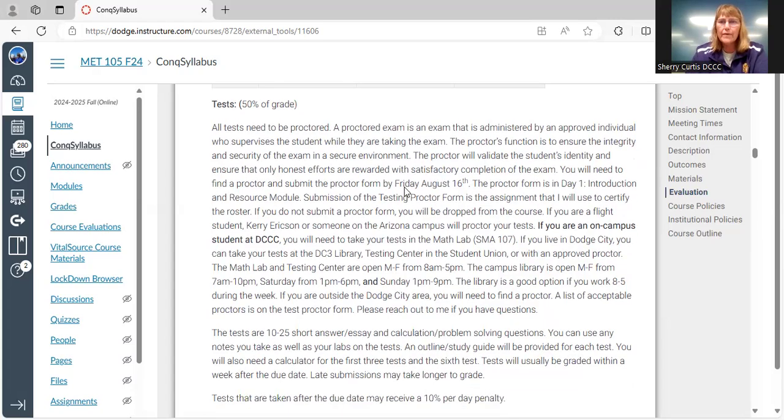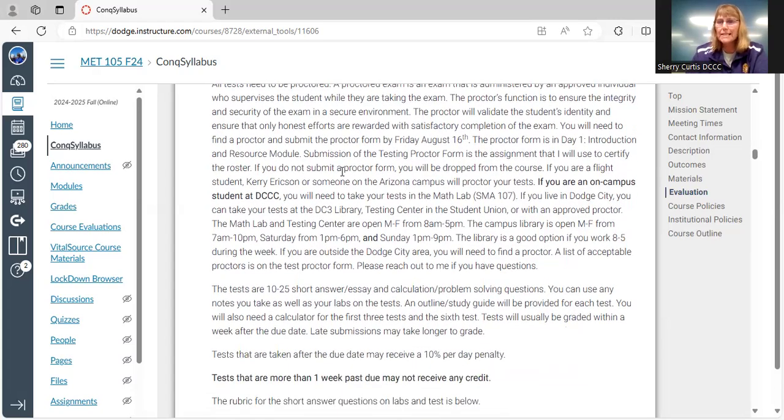If you live on the Dodge City campus or you attend classes on the Dodge City campus, you will need to take your test in the math lab. If you live off campus or you work full time, whatever, you can take your test in the math lab if they're open. You can also use the testing center or library. Their hours are here. You can find another eligible proctor. We will wrap up with the test proctor form before I close out this video.